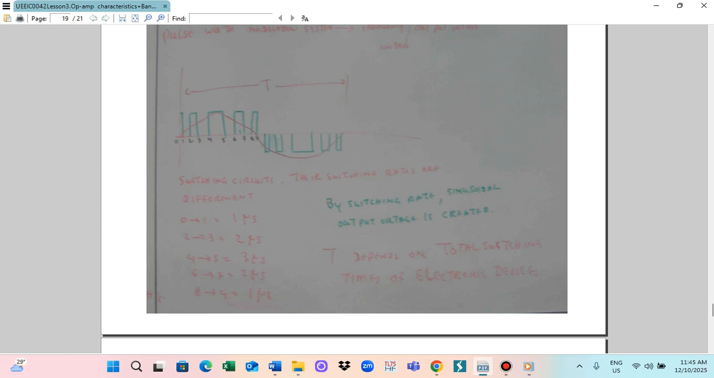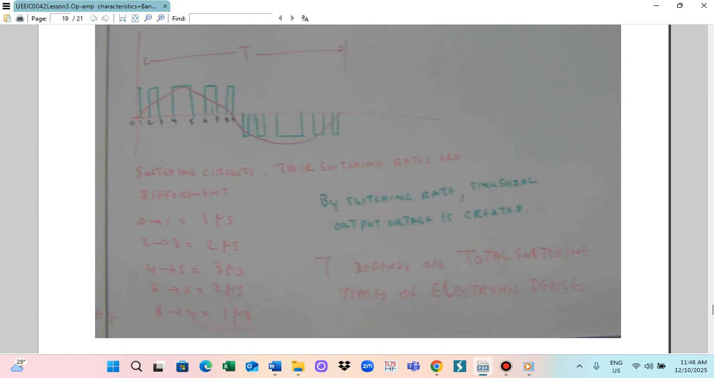This means that you see here, from small, I show you there's a symbol. Small 0 to 1, 0 to 1 or 2 to 3, 4 to 5, 6 to 7, 8 to 9. So for example, the 0 to 1 switching will take 1 microsecond. 2 to 3 the switching will take 2 microseconds. 4 to 5 takes 3 microseconds. And 6 to 7 takes 2 microseconds. And 8 to 9 takes 1 microsecond. So we are switching alternately.